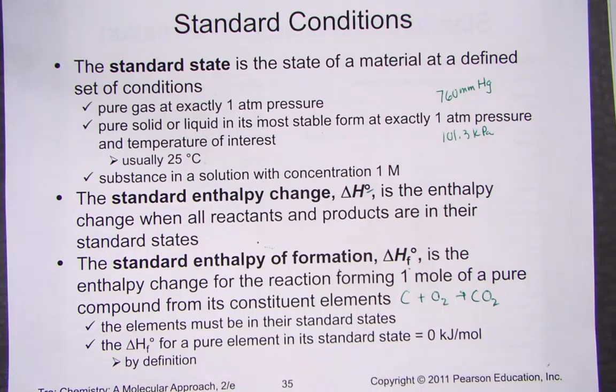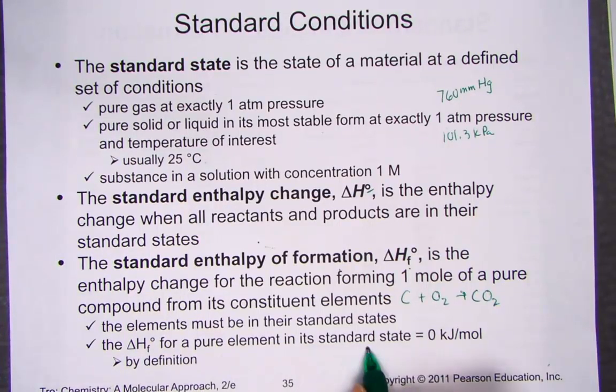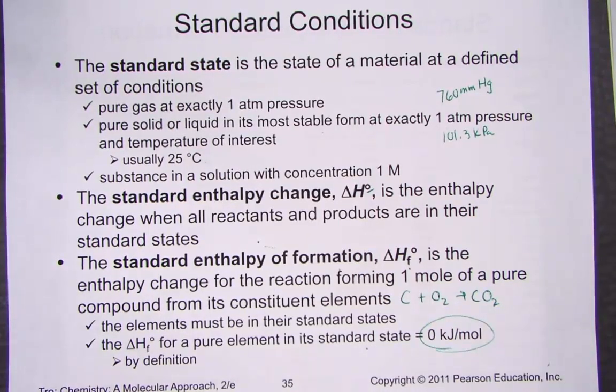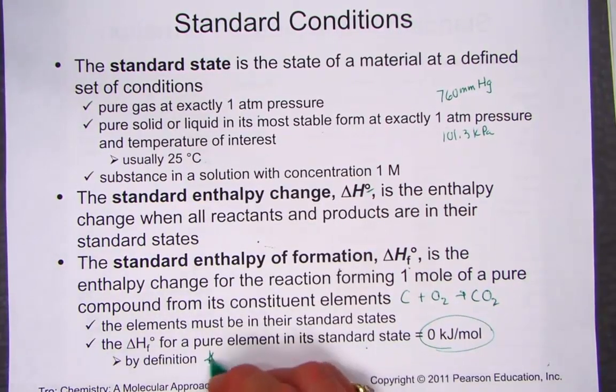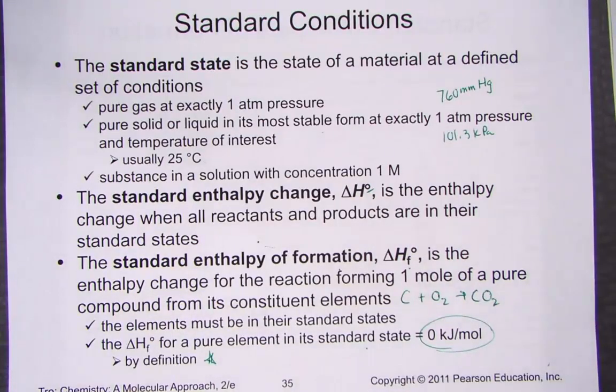Pure elements are not made in nature. That's what we find and build compounds from. If a pure element in its standard state is found in nature, it's just given a value of 0 kilojoules per mole. That's the very definition of heat of formation. We do not form elements, we build compounds from them.